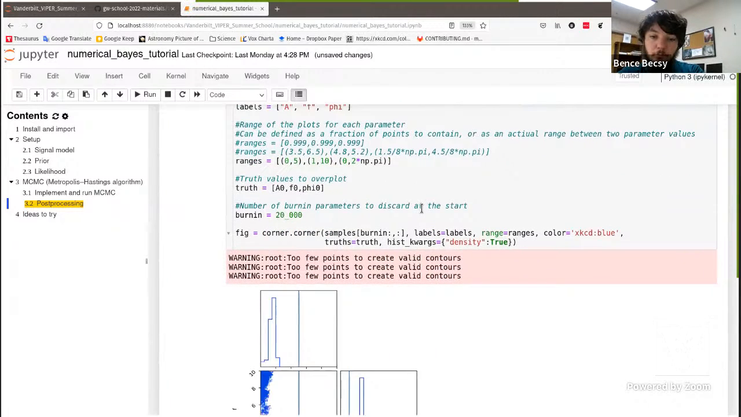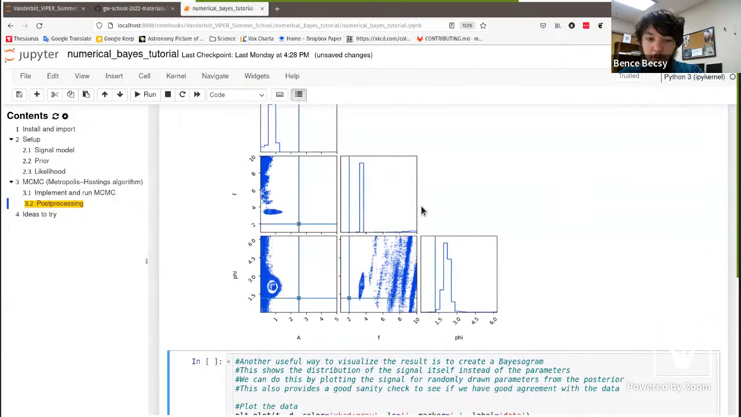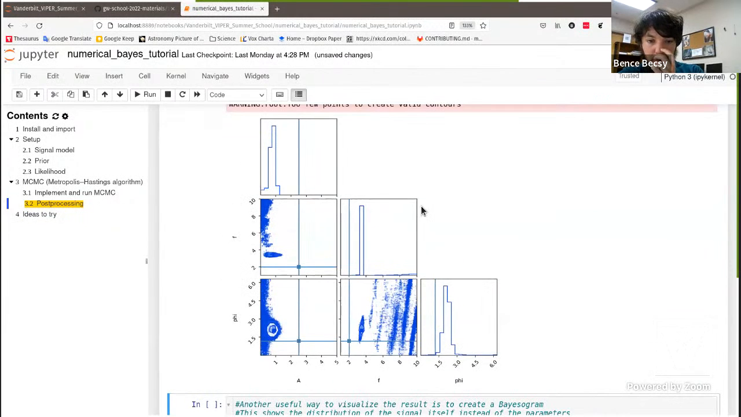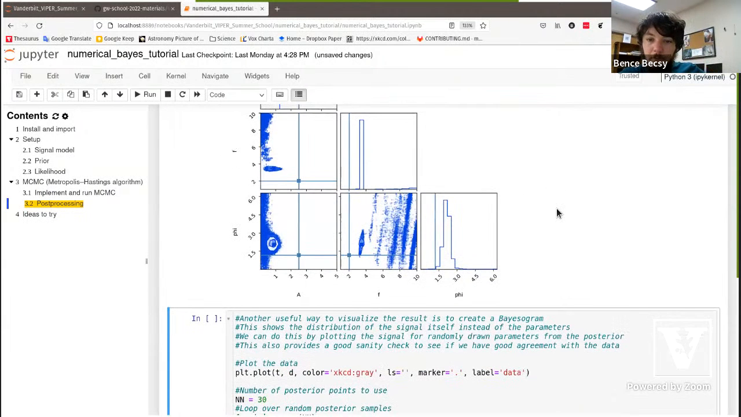So we can see that for some reason, it's really interesting. I'm not sure what's happening. For some reason, we are finding something at higher frequency but lower amplitude, which is kind of weird. And you can see that there's some multimodal structure in this.